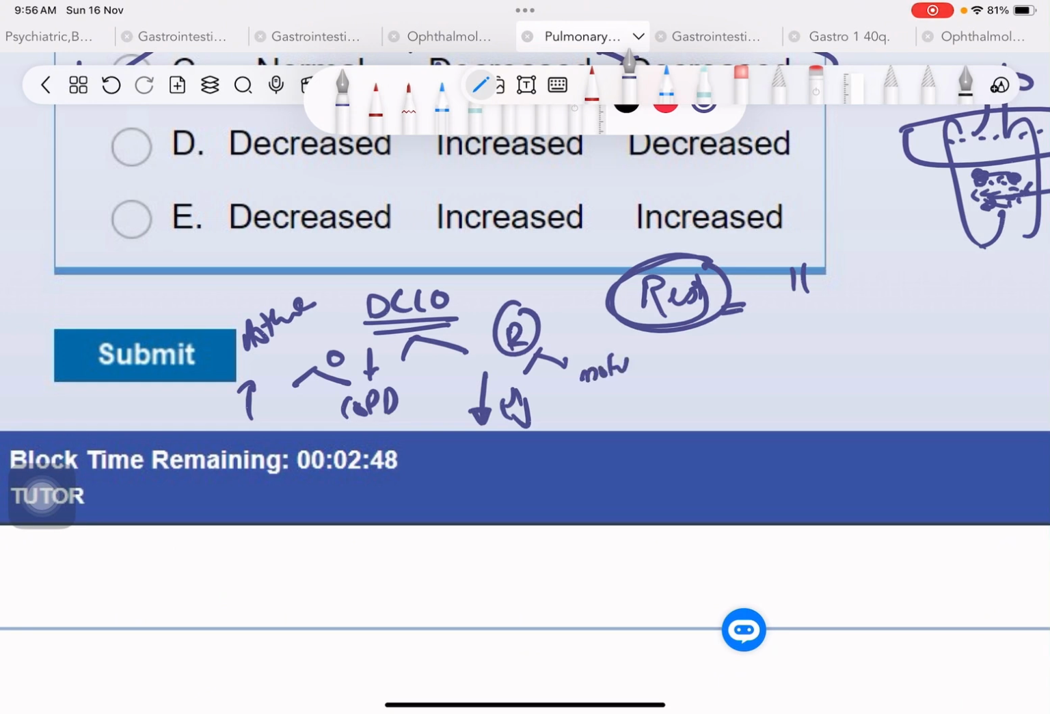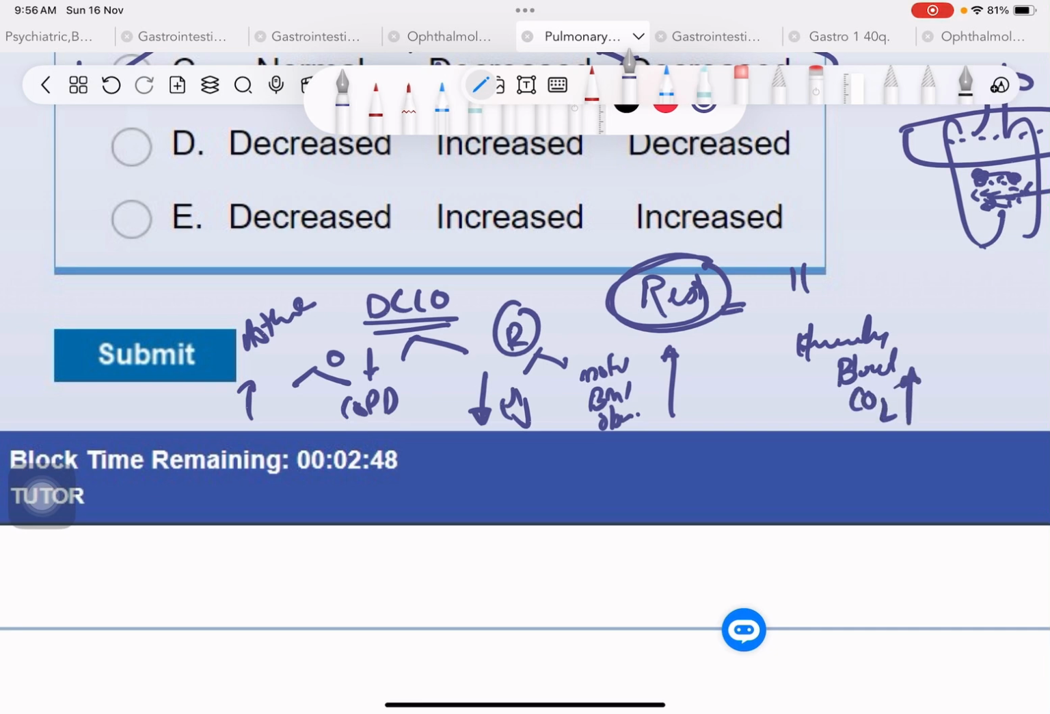If there is a pathology of the chest wall, or the BMI is increased, or obesity hypoventilation syndrome, that might be increased. And if we have hemorrhage, there's going to be an increase of blood in the alveoli or anywhere else. So increased blood means increased exchange of carbon dioxide. That means DLCO would also be increased in case of hemorrhage.